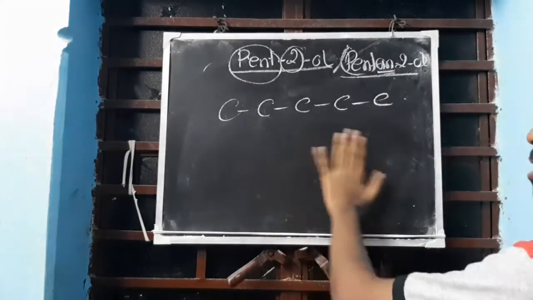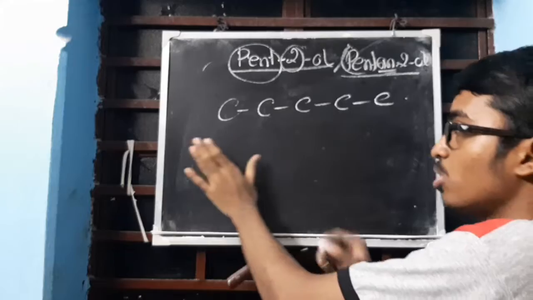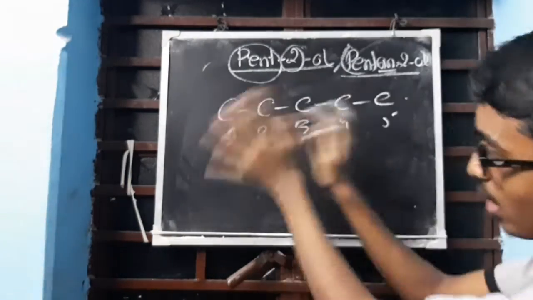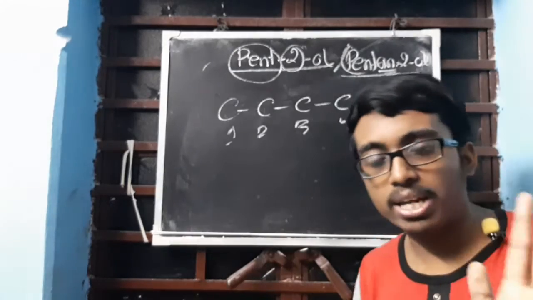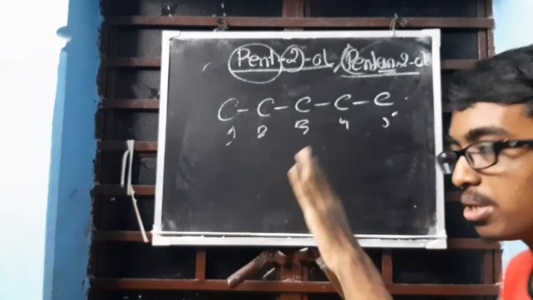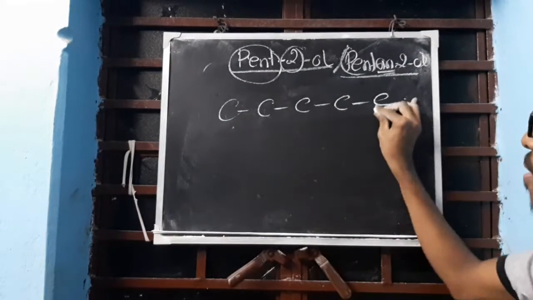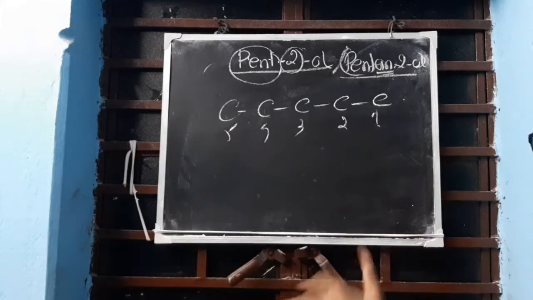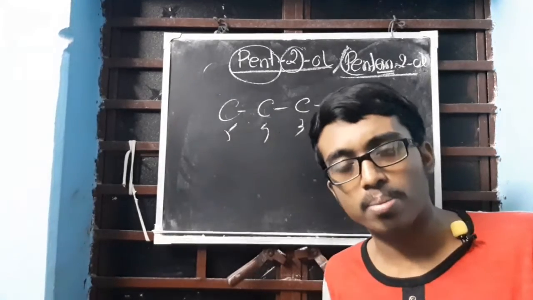Where to place this person? Numbering has to be done. So you can number it like this: 1, 2, 3, 4, 5, or vice versa. It's absolutely fine, you can number from this side or from that side. But generally, I will prefer numbering from this side. You can do it from the other side also. There's no problem with it. Clear?